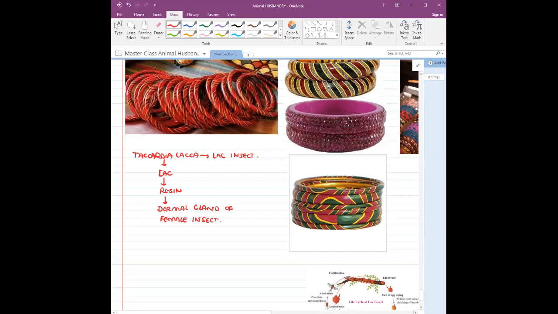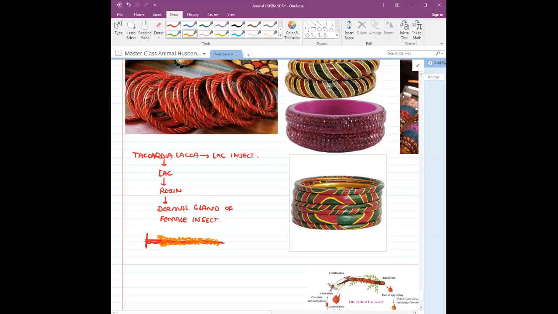Okay, fine. Now let's see how this entire thing happens. Sometimes you may see some branches like this, a common thing, and we don't really understand what it is. On top of those branches you see some orangish colonies growing, without a proper shape. Sometimes you think the ants have made their nest there, or you think there must be some infection. But no, this is nothing but your lac infestation.